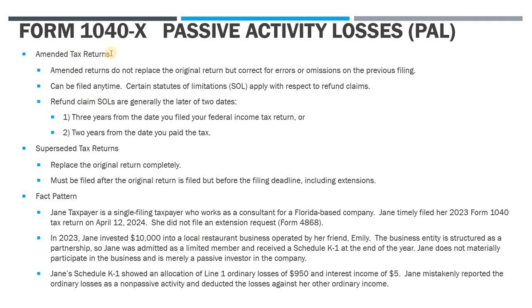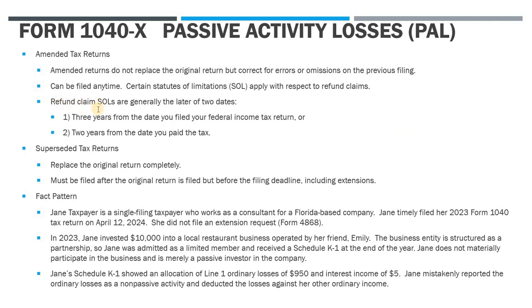Now, when we talk about making changes to a 1040, it's either an amended return or a superseded return. Amended returns don't replace the original, but they do correct for errors that were made, right? So if you made a mistake or you omitted something, you can file an amended return to fix that. Amended returns can also be filed for carryback claims like Section 1256 losses, foreign tax credits, net operating losses, but most of the time you're filing these to fix something that went wrong.